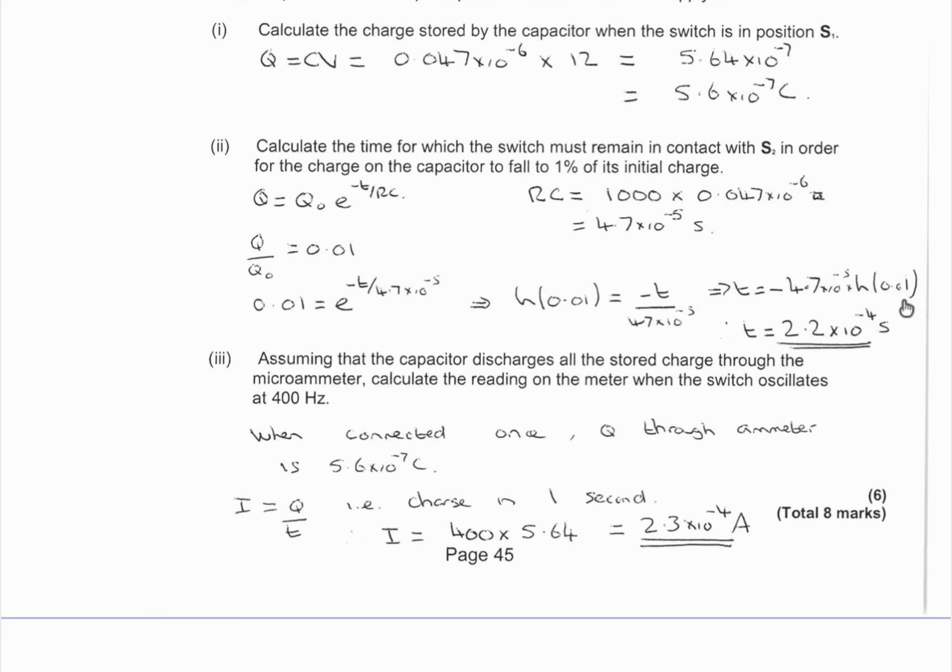And then it's just a matter of putting some numbers in my calculator. So the amount of time it takes to fall to 1% of its initial value is 2.2 times 10 to the minus 4 seconds.